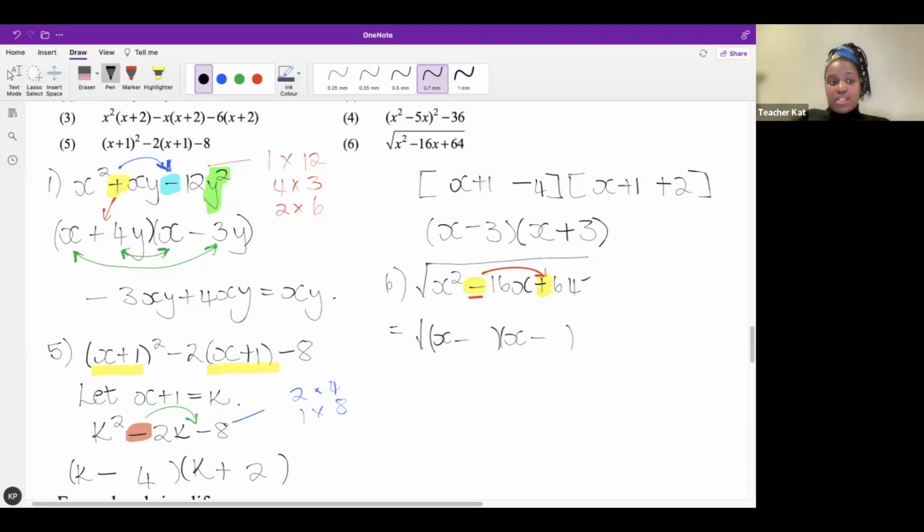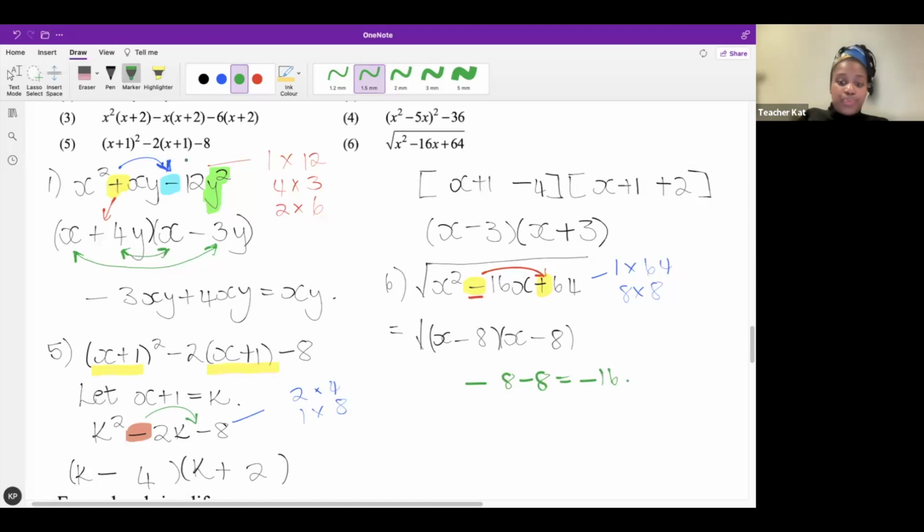Let's look at factors of 64 that add up to 16. Nice, Alice. 1 times 64, 8 times 8. We don't even have to go any further than that because they are both negative. So it's -8 minus 8, and that's going to give us -16. Do you guys see that? In case someone wants me to check, -8 minus 8 is -16. Great.